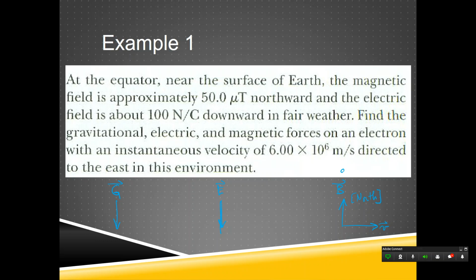Now we have to figure out how an electron is going to behave in each of these. If I put an electron, does an electron have a mass? And if I put it in a gravitational field, is the gravitational force going to act on it? Yeah. So I'm going to put a negative charge, and there's going to be a force of gravity, Fg, equal to mass times the acceleration of gravity.